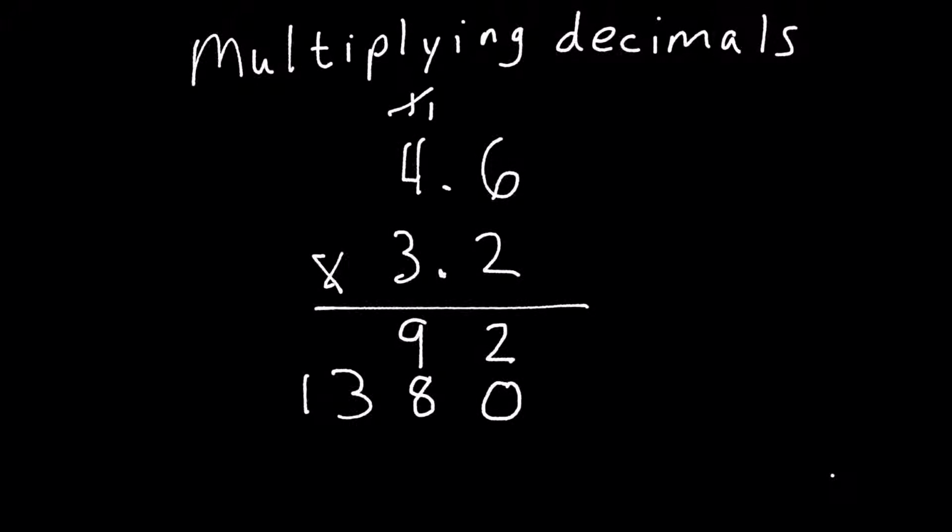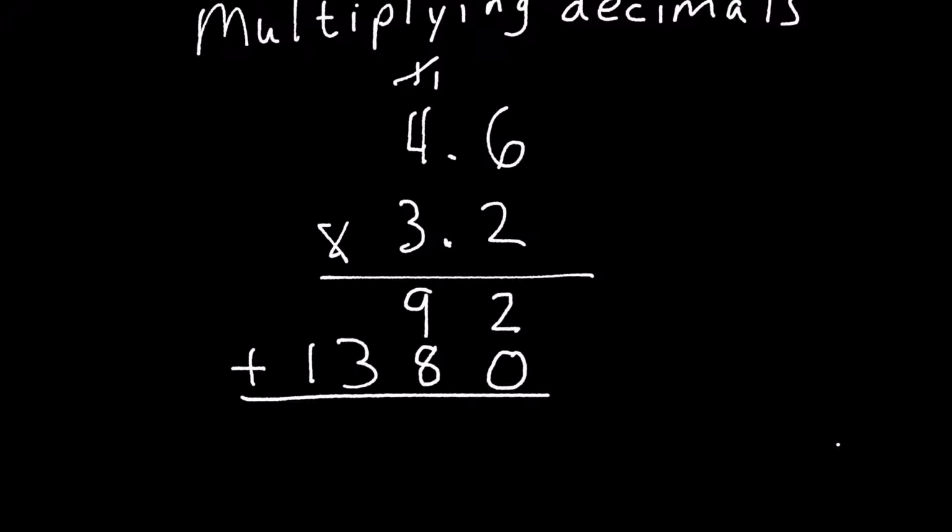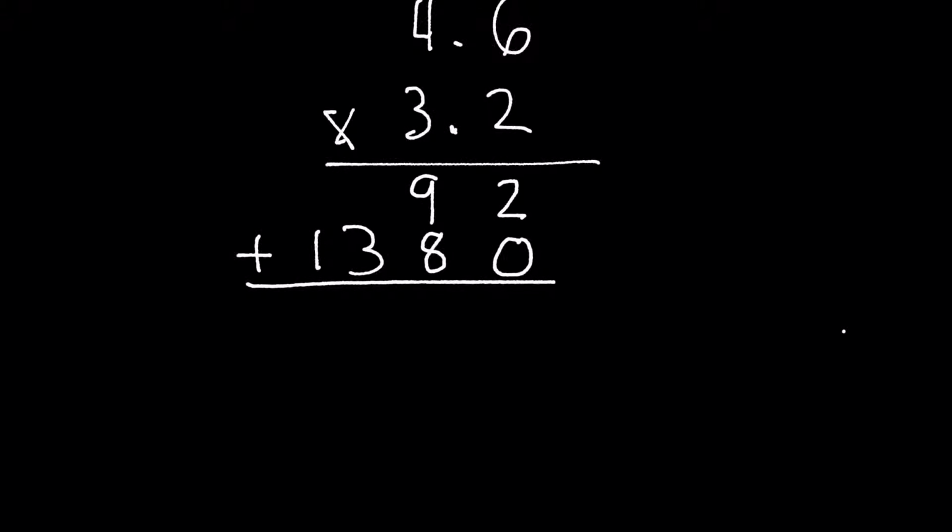So now we have 92 plus 1,380. Just based on how this looks, we're going to put the decimal in a moment. Let me scroll down a little. So add them up just like you normally would. This is basically a multiplication problem. We're not dealing with these decimal points until the very end. So 2 plus 0 is 2, 9 plus 8 is 17, carry the 1, 1 plus 3 is 4, and then we just have the 1.